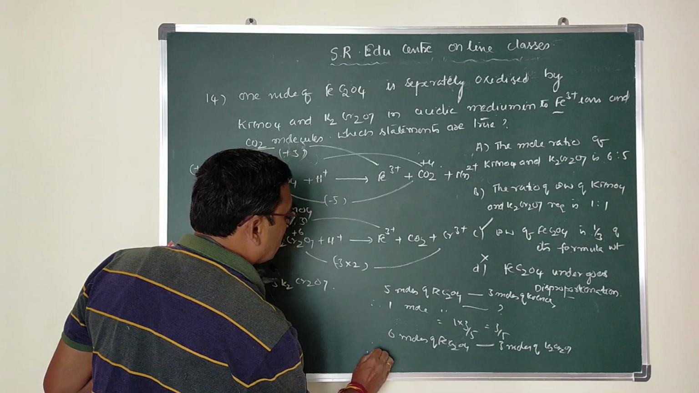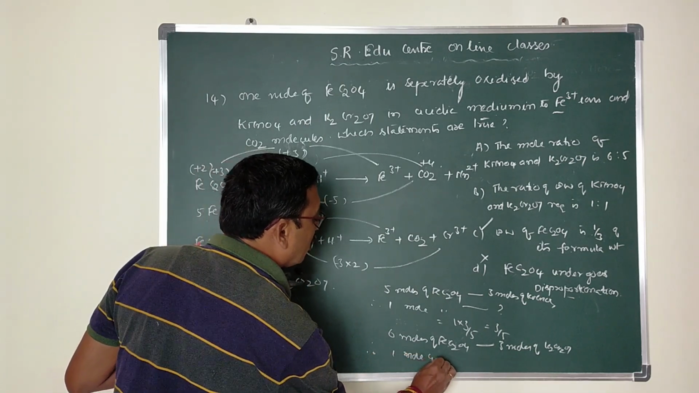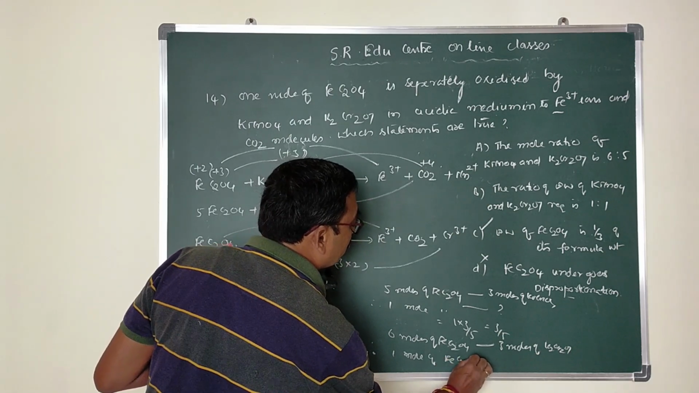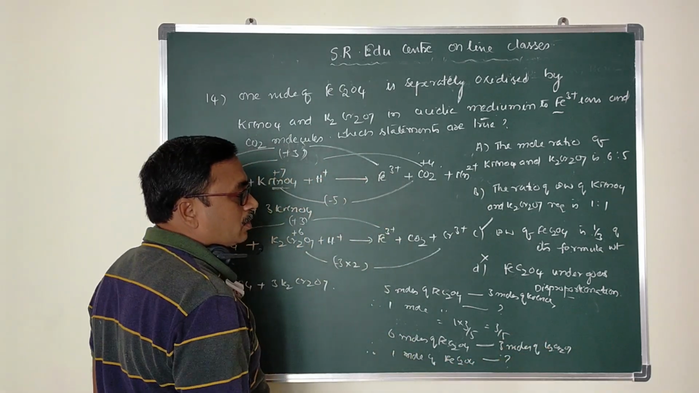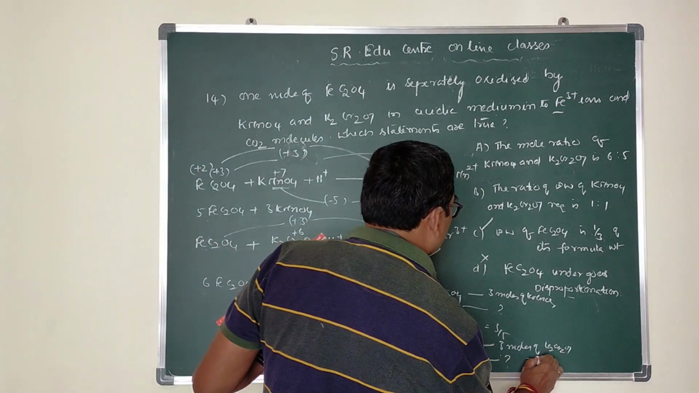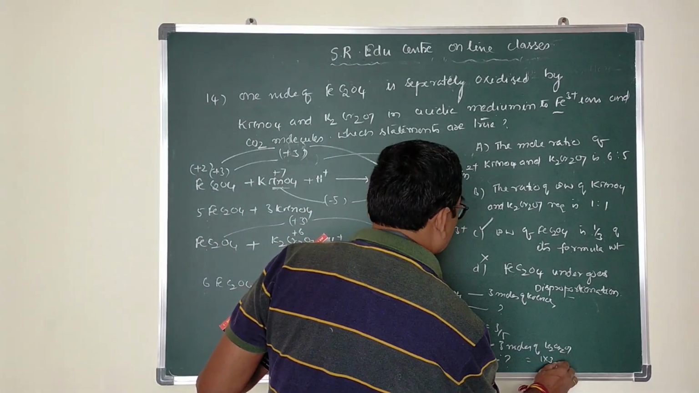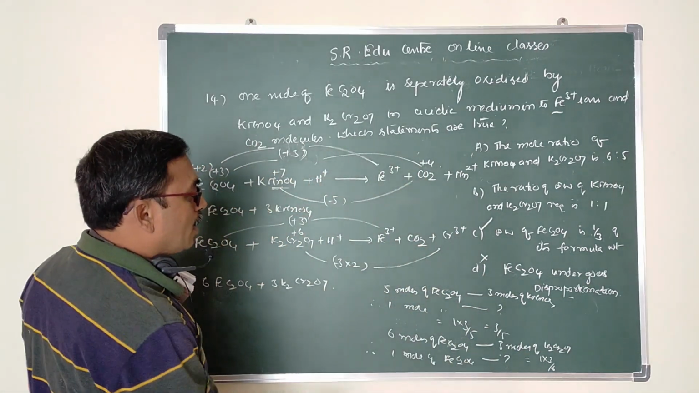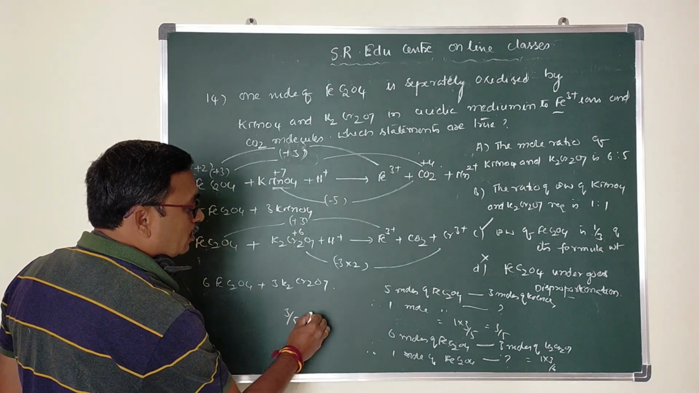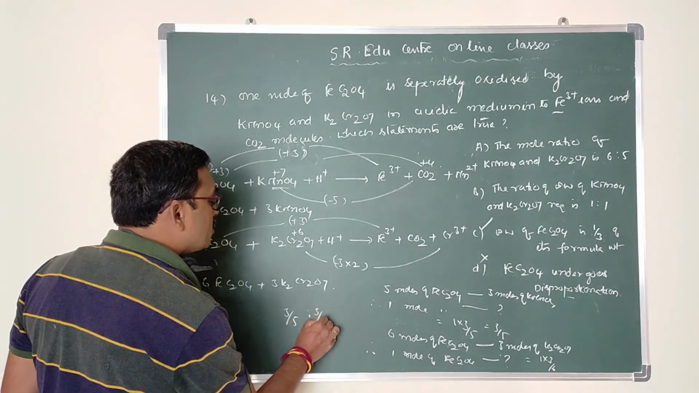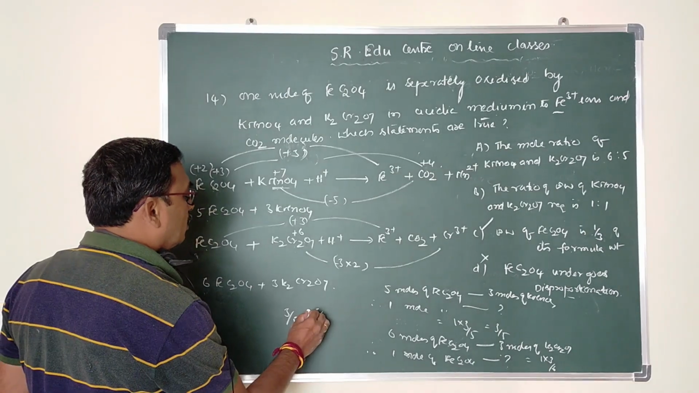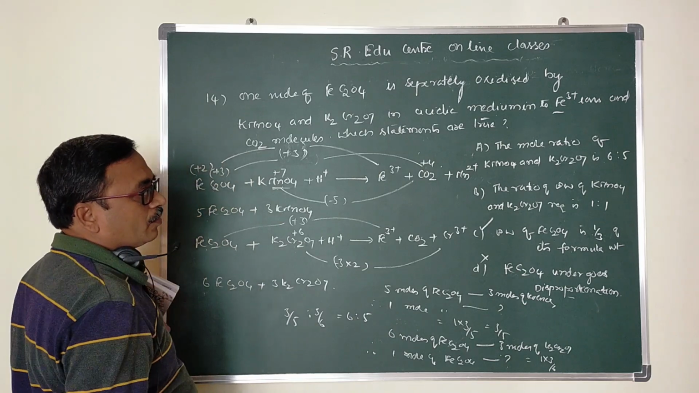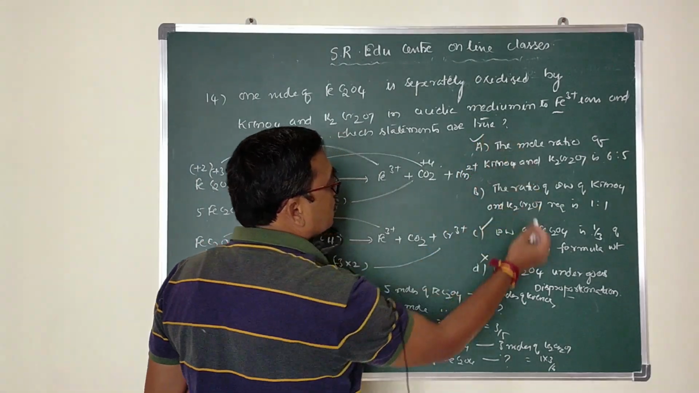Therefore, 1 mole of iron oxalate reacts with how many moles of potassium dichromate? On simplification you get 1 into 3 by 6. That means 1 mole of iron oxalate in the first case reacts with 3 by 5 moles. In the second case, it is reacting with 3 by 6 moles. If you take the simple ratio, this is equal to 6:5. So the A option is also correct.